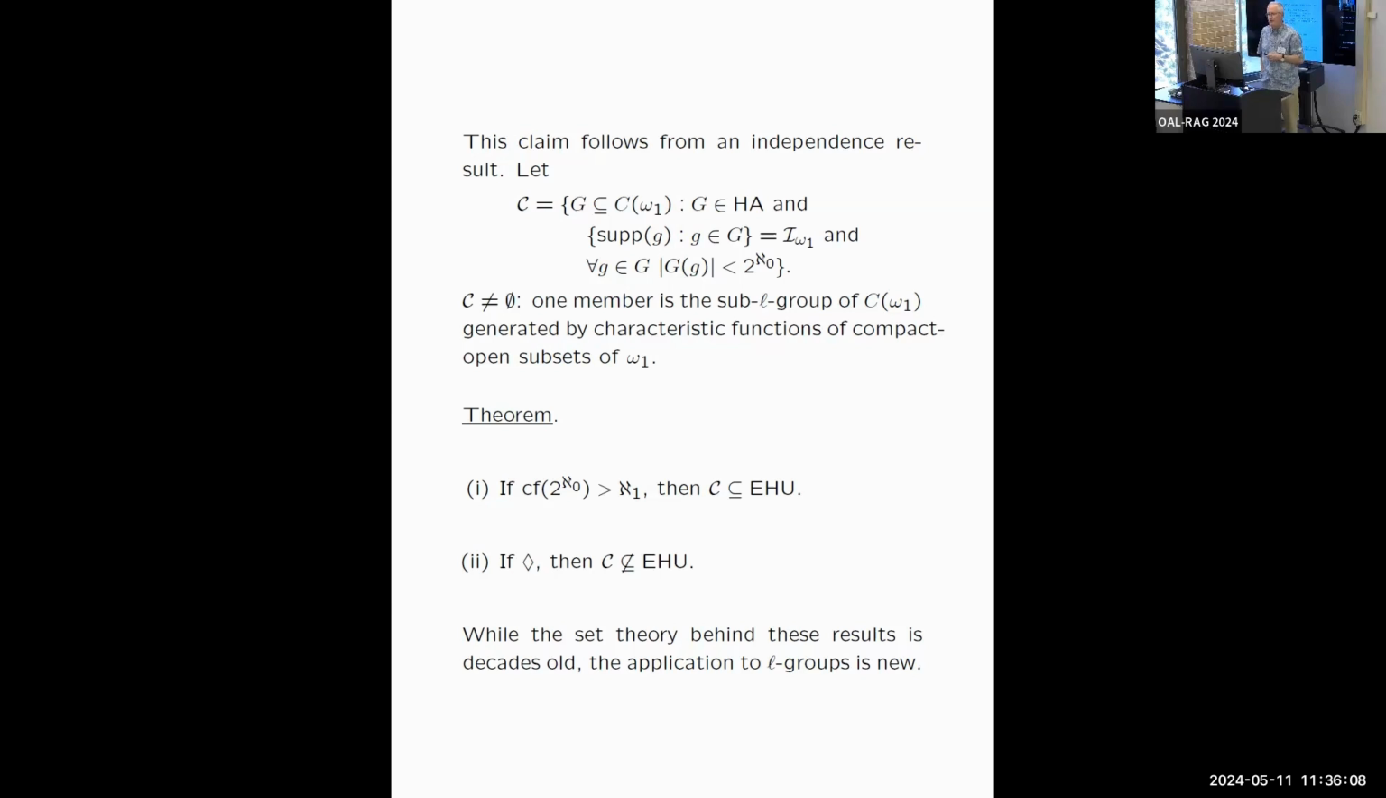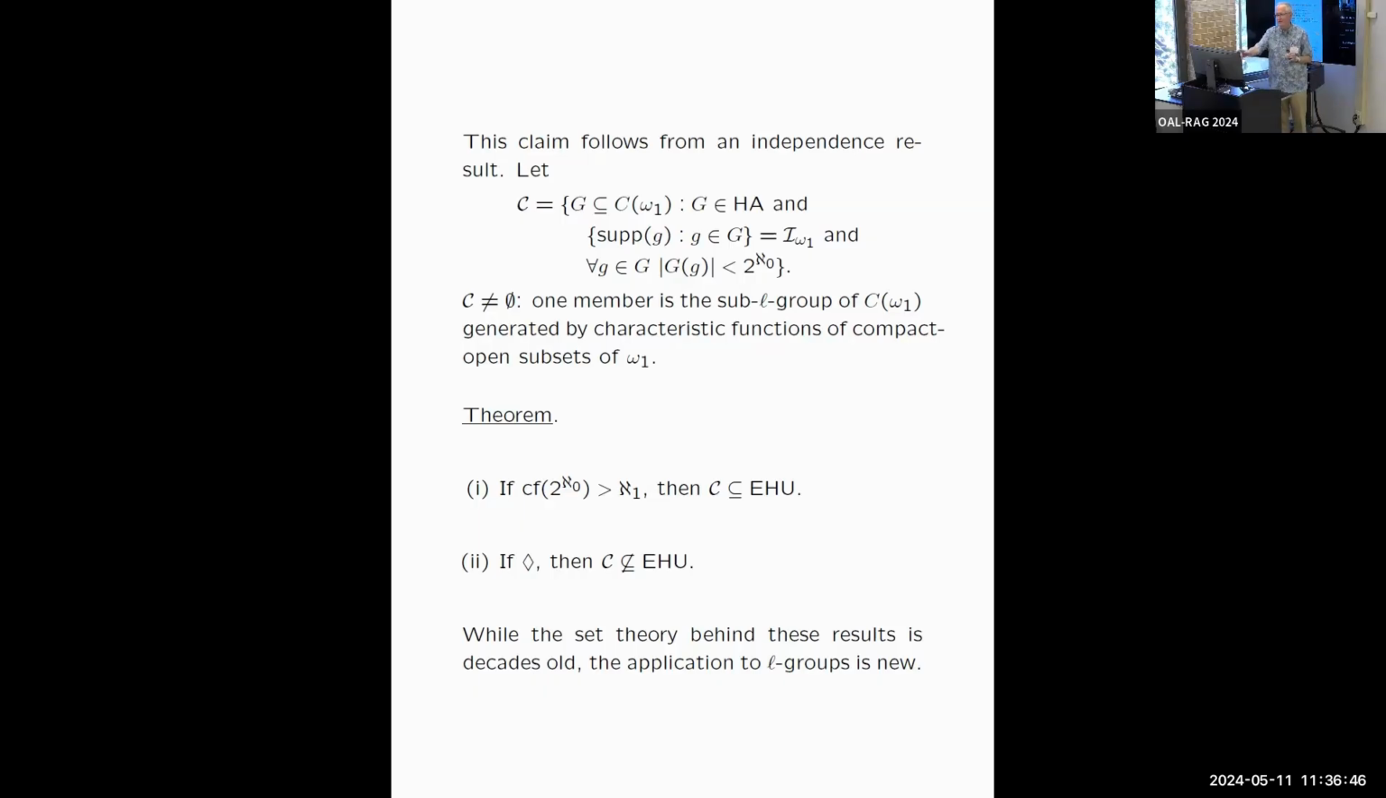But the principal convex subgroups of these sub-L groups are all smaller than continuum. Okay, so this is a certain collection of hyperarchimedean L groups. It is non-empty. There are such things. If you look at the sub-L group of C omega 1 generated by characteristic functions of compact open subsets of omega 1, that forms C. Okay, so they're definitely in ZFC, the script C is a non-empty collection of hyperarchimedean sub-L groups of C omega 1.